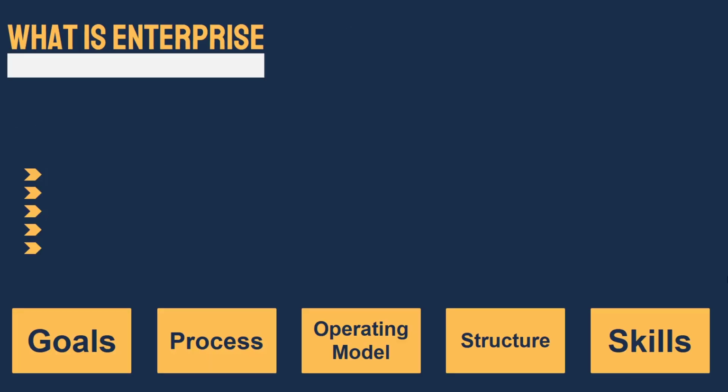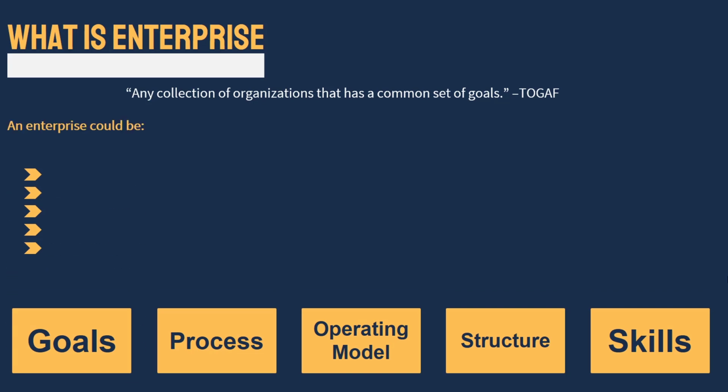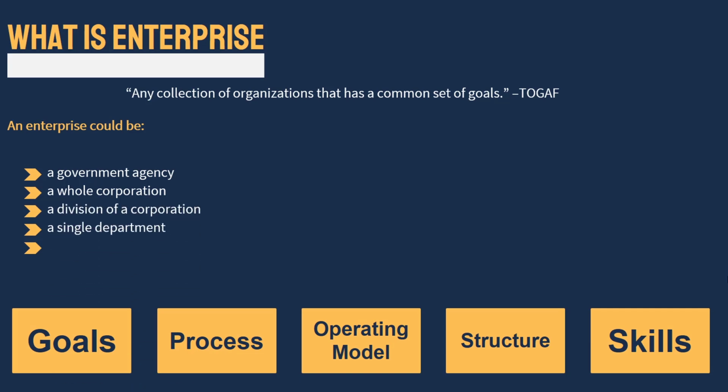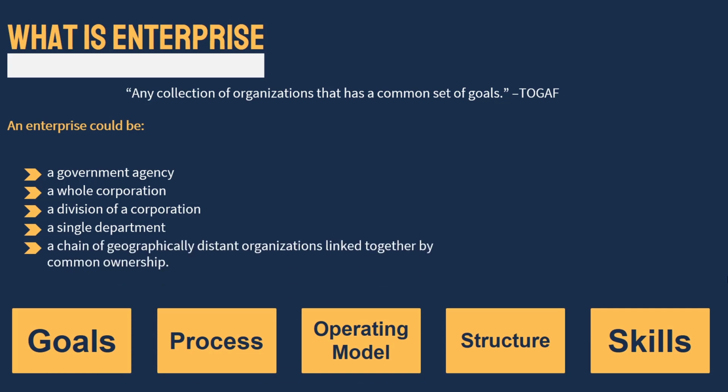Let's explain it once again in a fresh manner. An enterprise is any collection of organizations that has a common set of goals, or a process, or operating model, or structure, or skills. And an enterprise could be a government agency, a whole corporation, a division of a corporation, a single government, or a chain of geographically distant organizations linked together by common ownership.